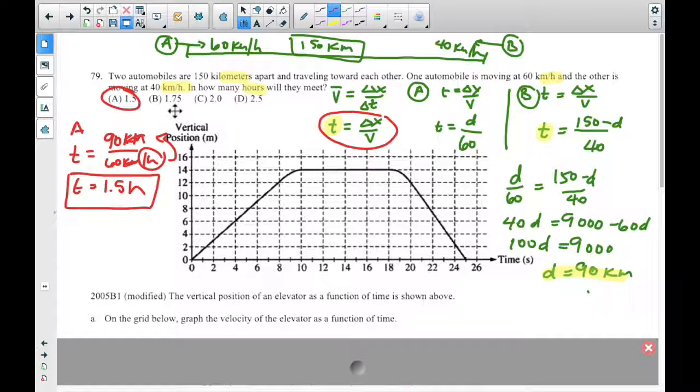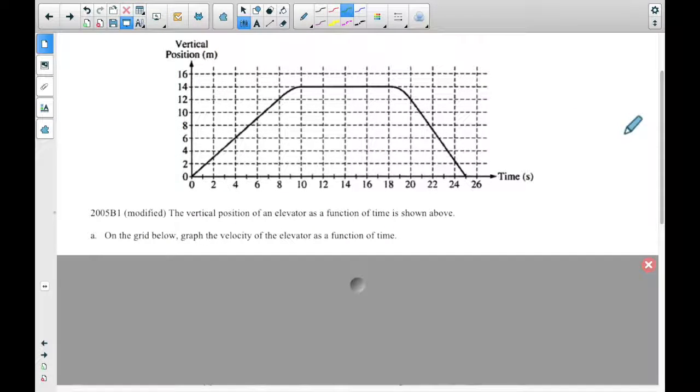That is answer A. Okay, let's take a look at the first free response problem. The vertical position of an elevator as a function of time is shown above. So we have a position time graph. On the grid below, graph the velocity of the elevator as a function of time.